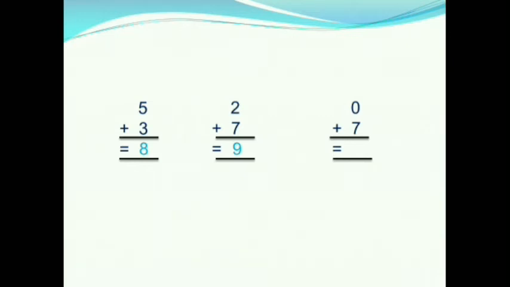Now we should add 0 plus 7. 0 plus 7 is equals to 7 only. Because when we add 0 to any number, we get the same number. So we will write 7.